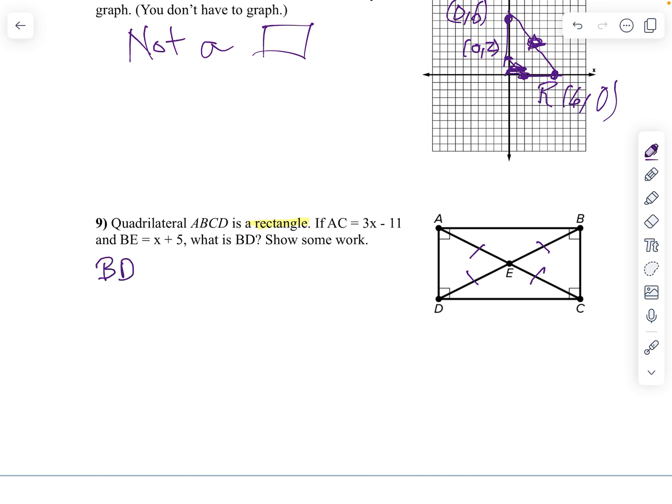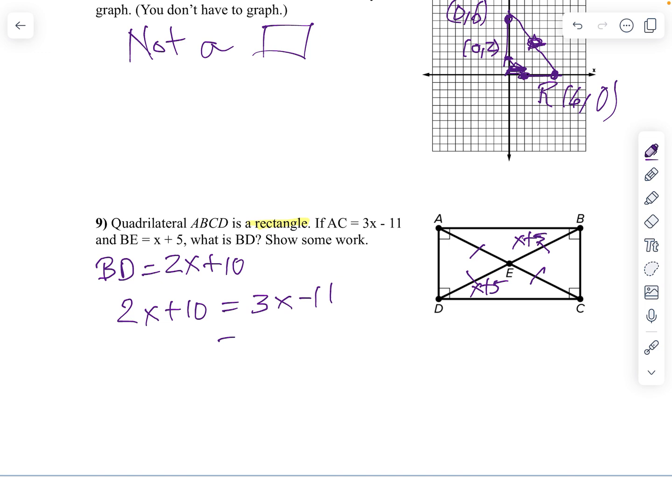Well, I really want to compare my diagonals. So B to D, I want to find that B to D, that'll be 2x plus 10, won't it? Because that is double it. Because this is x plus 5, and that's x plus 5. Since I know A to C is 3x minus 11, I know 2x plus 10 equals 3x minus 11. Well, let's just do the algebra there.